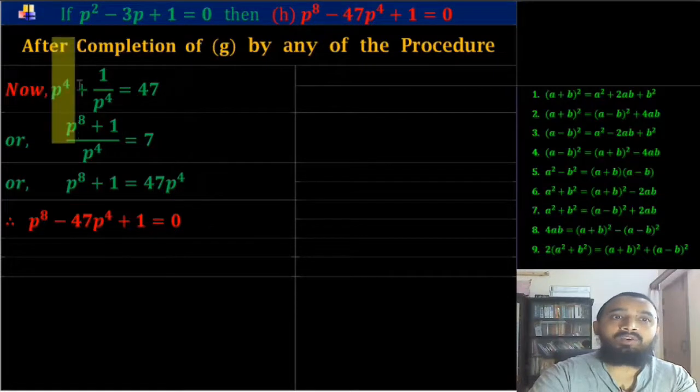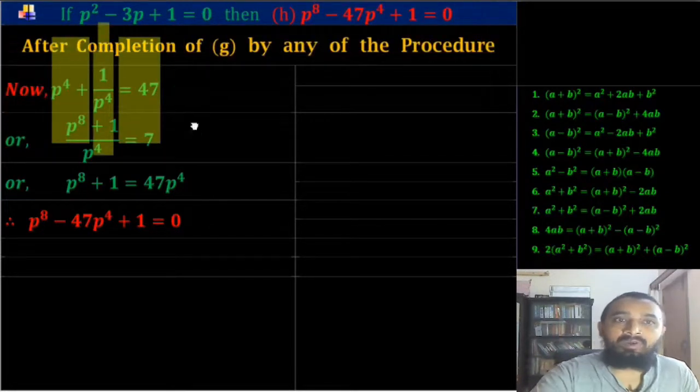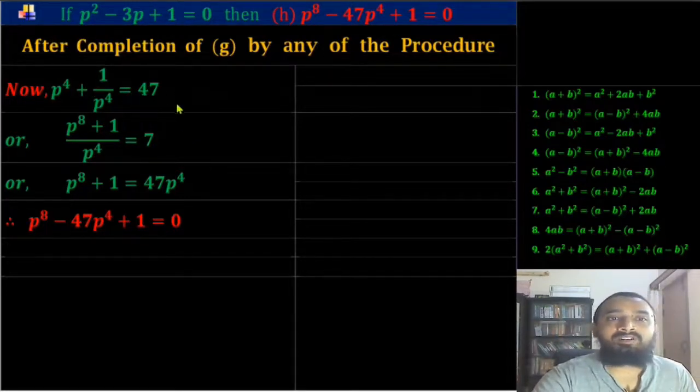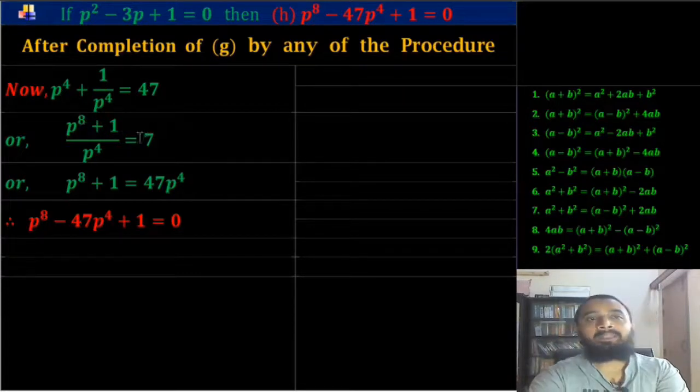Okay, first we need to solve up to this line and then we'll proceed to the next line. Okay, let us move. Here p to the power 4 plus 1 by p to the power 4 is equal to 47. We take the LCM on the left hand side, just like our previous problem. So here p to the power 4 into p to the power 4 becomes p to the power 8, plus 1, divided by p to the power 4.